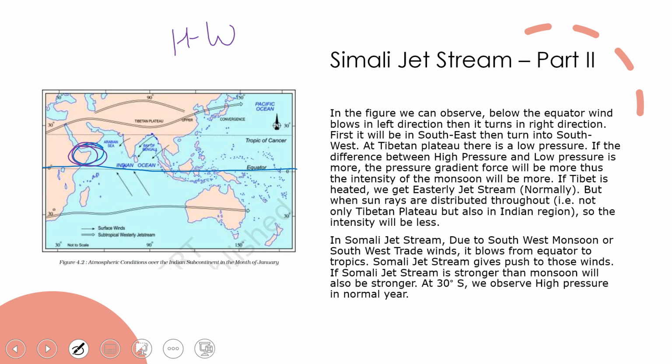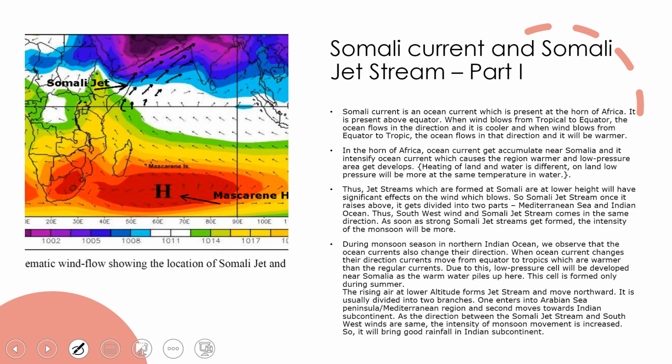What is it trying to say? That when the water vapor evaporates from the Horn of Africa, it will get cooler at a very low height. It will not move to other regions. It will get cool in the low atmosphere only, and this will merge in and give a push to the monsoon. This will help in pushing the monsoon. So this is what the jet stream formed at Somalia, at lower height, does. This will have a significant effect on the wind which blows.